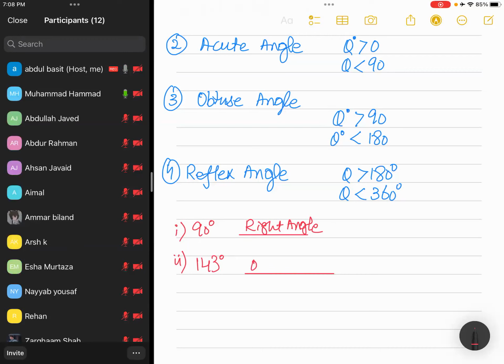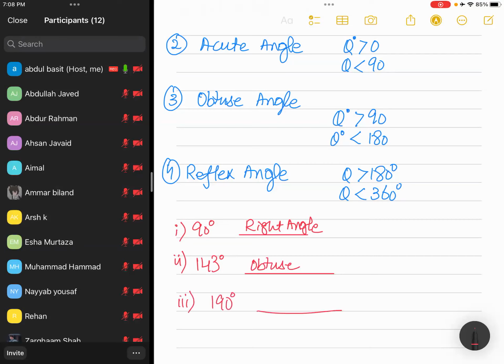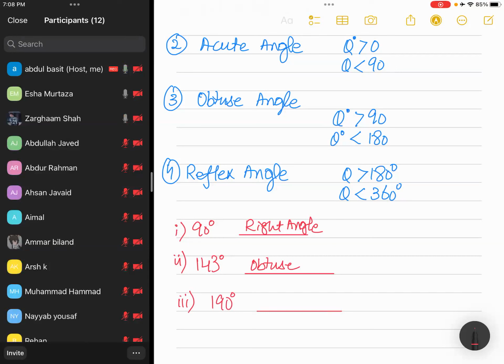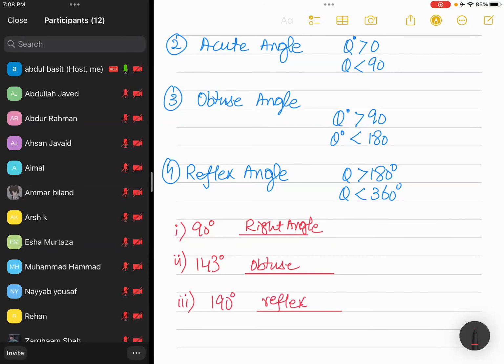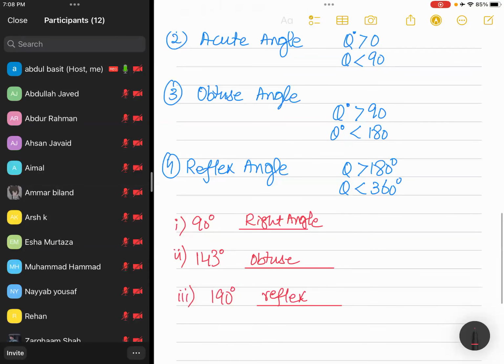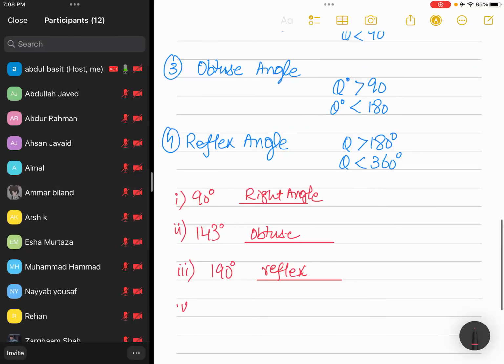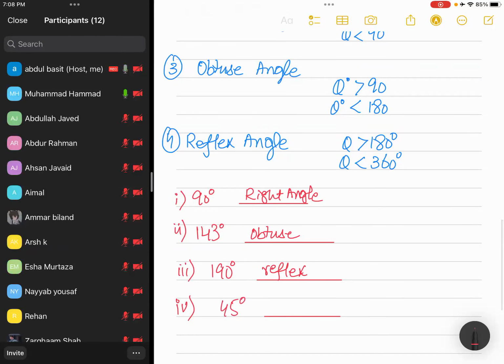Obtuse angle. Yes, it is obtuse angle. What is the mathematical name of 190 degree? Reflex angle. Reflex. Well done. It is reflex. And what is the mathematical name of 45 degree? Acute angle. Well done. So beta, this you must not forget, okay.